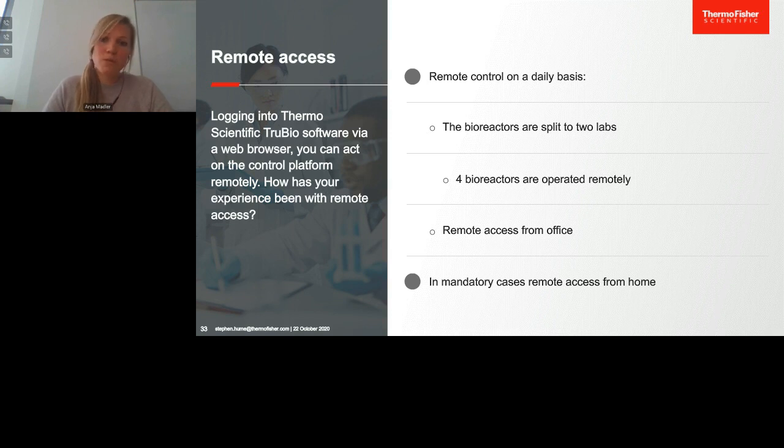In mandatory cases, we also use the remote access from home, especially, for example, on weekends. It's sometimes quite helpful to be able to check on the process again later, because you're in the lab just for a few hours.